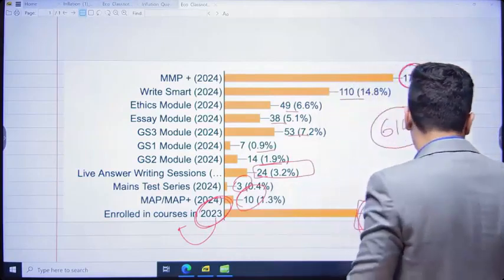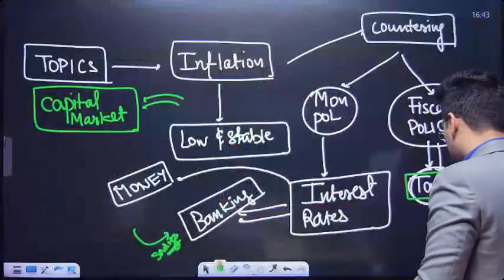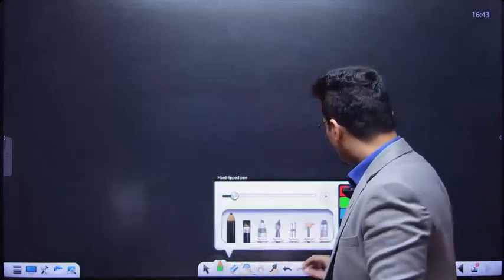All right, chalo. Enough self-praise, now let's start. So now the next set of topics that we are going to read, like I have told you, are going to belong majorly to the prelims examination.